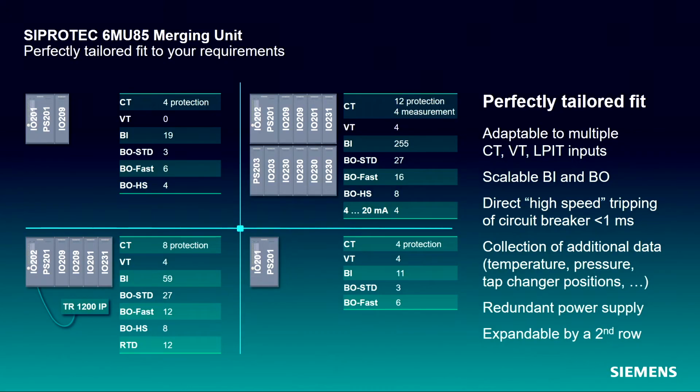As a full-fledged member of ZProtect 5, the merging unit 6MU85 is flexible in hardware and can be perfectly tailored to fit your application. You can equip the merging unit with the desired number of binary inputs and outputs, including any high-speed tripping outputs that may be required. The same applies to the current and voltage inputs. The use of a redundant power supply is optionally possible and increases the availability.